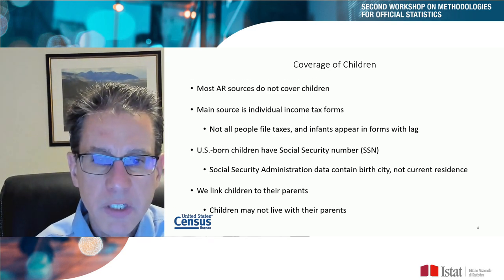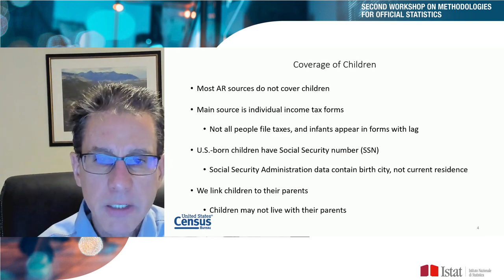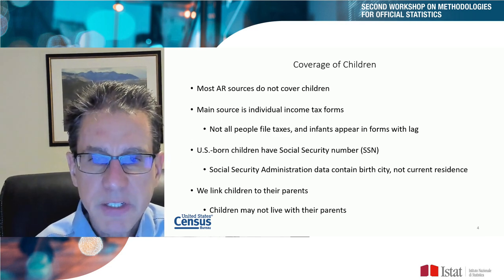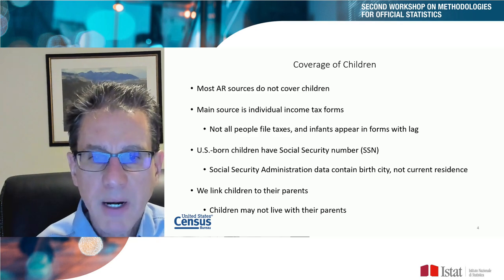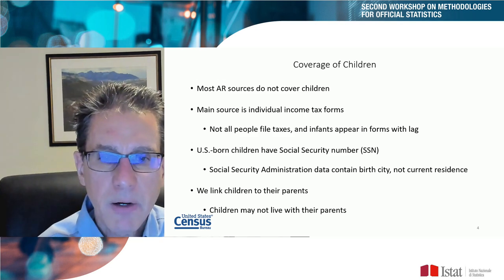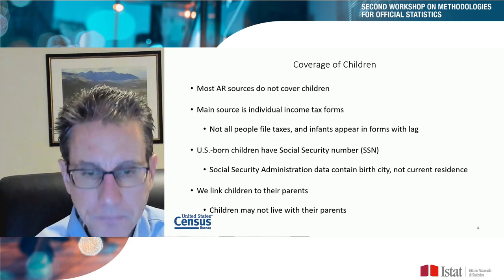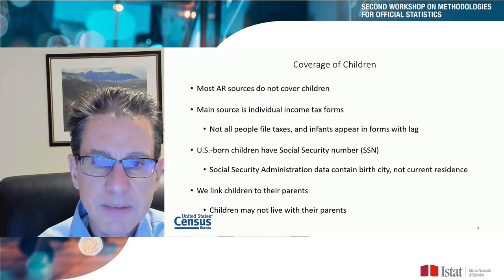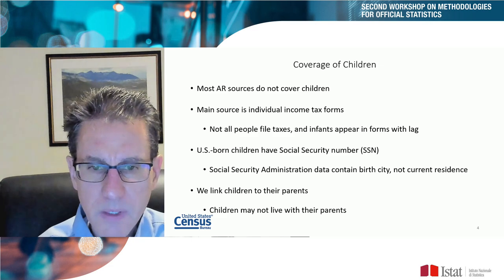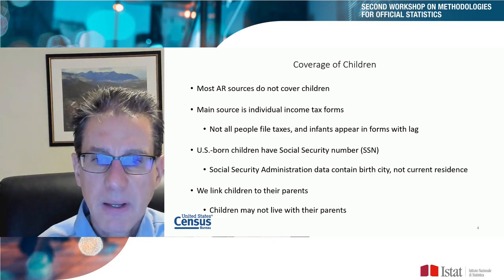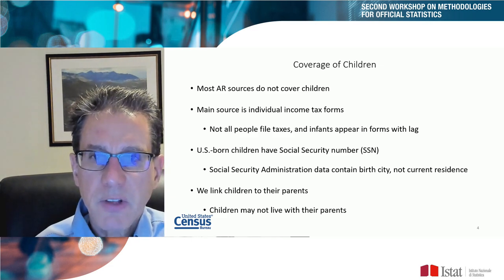Another thing that we do is we link children to their parents. So if the parent is in administrative records and we have an address for the parent, we can just assign the parent's address to the child. Now, the drawback of that is that not all children live with their biological parents, and so you may have some errors there. Next slide, please.